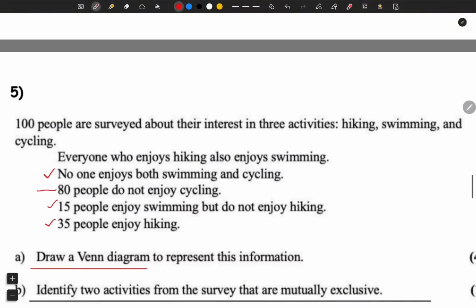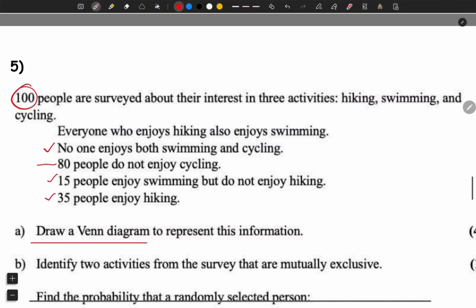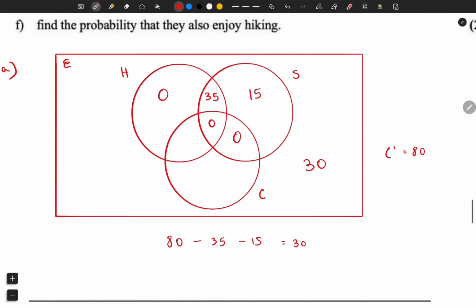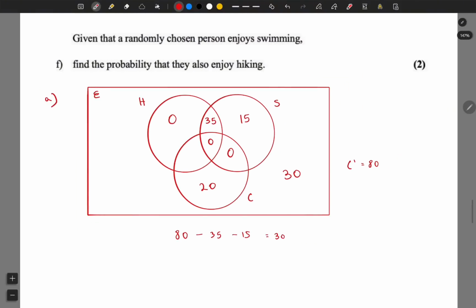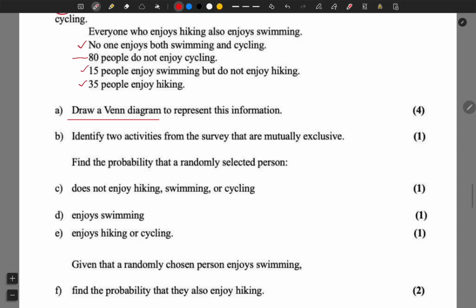And we know that there are a total of 100 people. So if I subtract everything from 100, I will get the value of this region. So 100 minus 30 minus 35 minus 15. So this region is 20. So that is it for this Venn diagram. Now moving on to the next question.